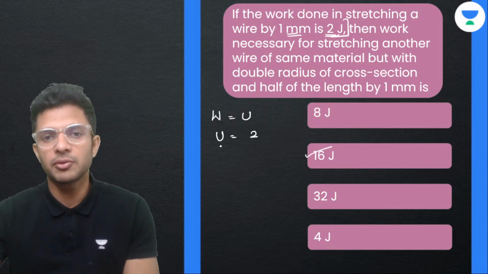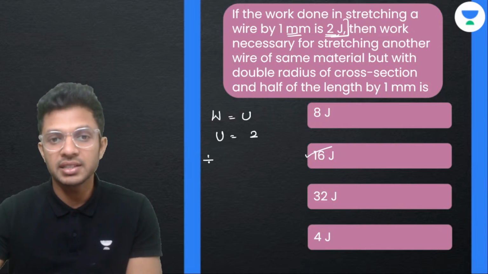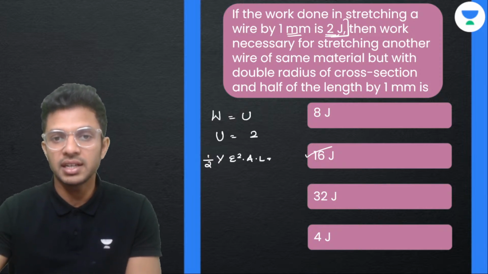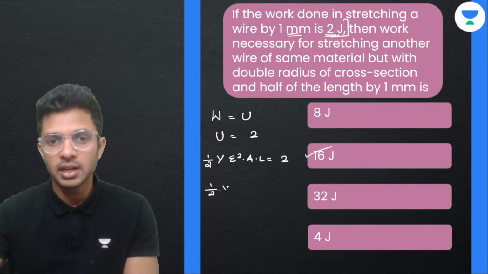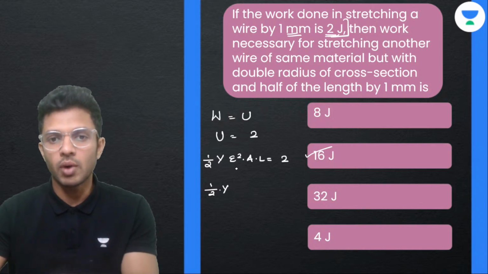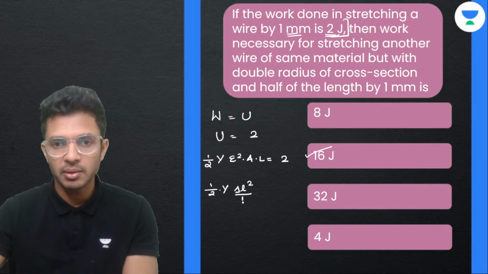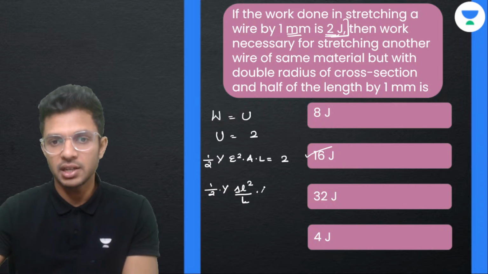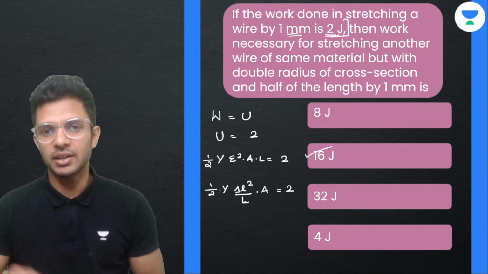Tell me what is the formula for potential energy. Just now we have discussed it in one of the previous problems. What was it? It is half Young's modulus, then strain square into volume, that is area into length. That's equal to 2. Fine. So half Young's modulus into strain, and strain is delta L by L, whole square. One L in the denominator and this L in the numerator will get cancelled. So the formula will be delta L square by L remaining in the denominator, into area. And its value is 2. Okay?